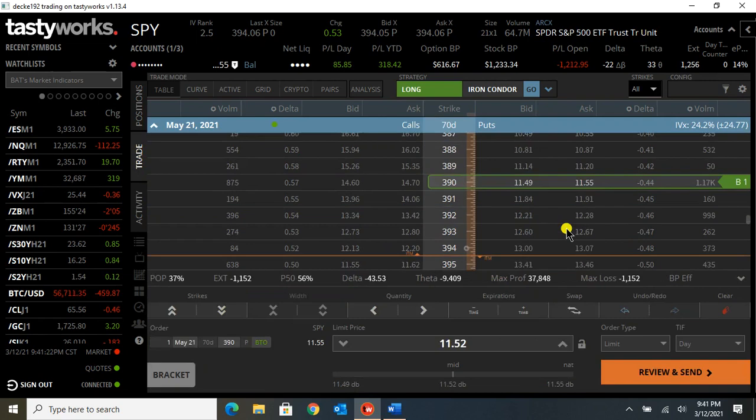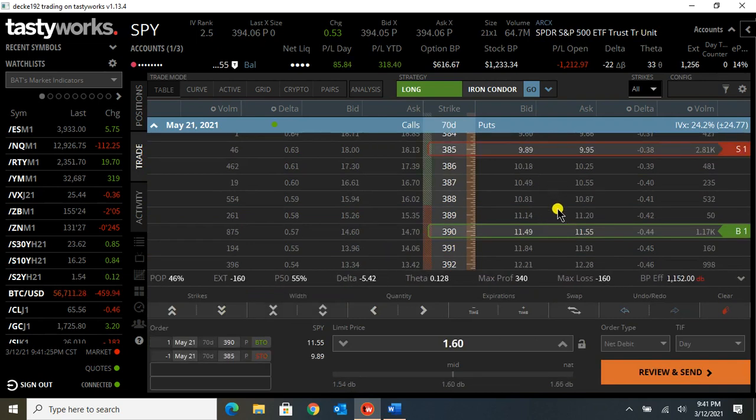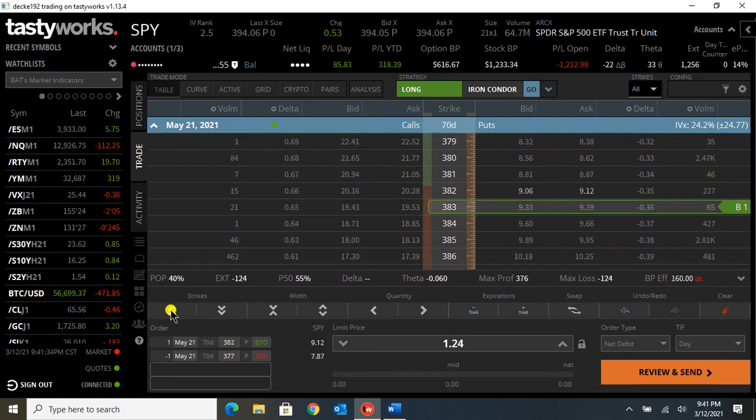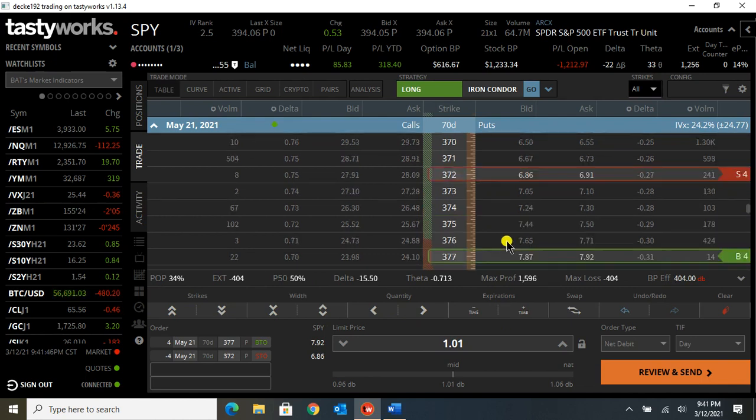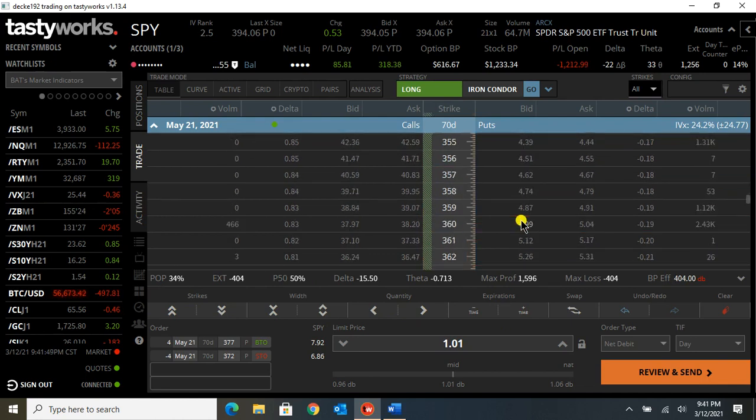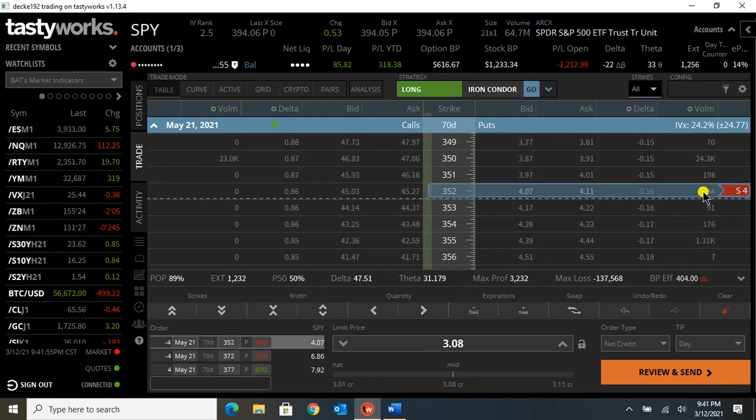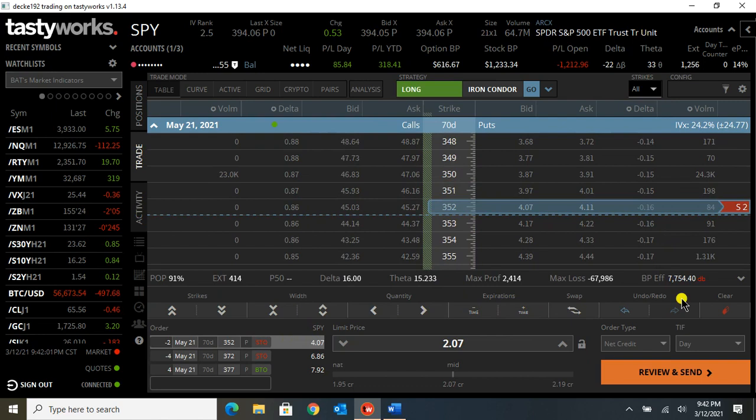And I'm going to look for a 5-point wide put debit spread that I can get for $1. So I'm going to move the strikes up on the page, down in number, till I find the debit spread going for $1. I'm going to buy 4 of these, and then I'm going to find the put that's going for about $4. That is the 352 in this case, and I'm going to sell 2 of those. So this trade takes up about $8,000 in buying power.